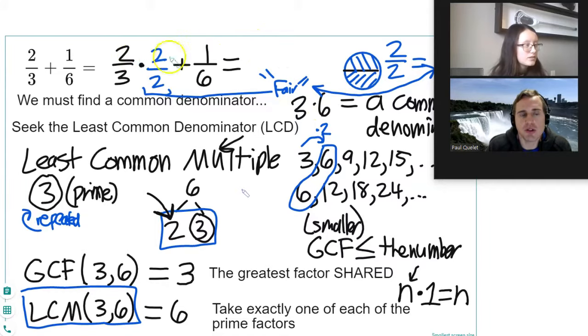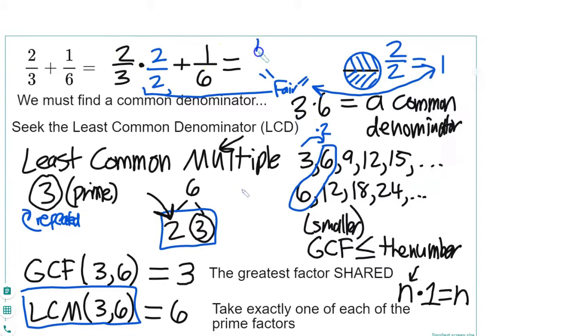So what do we get? What's 2 times 2? Yes, and what do we get for the denominator? 6. So we get 4/6. Then we have plus 1/6. So what's the result? 4/6 plus 1/6 is 5/6. 5 over 6. So that'd be your answer.